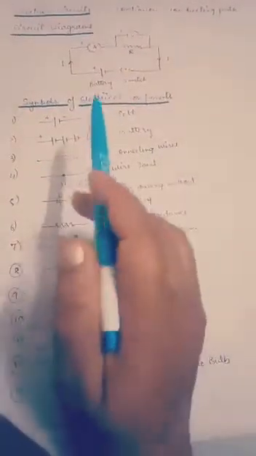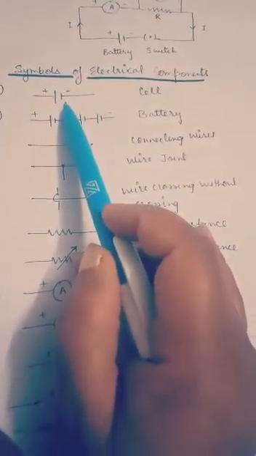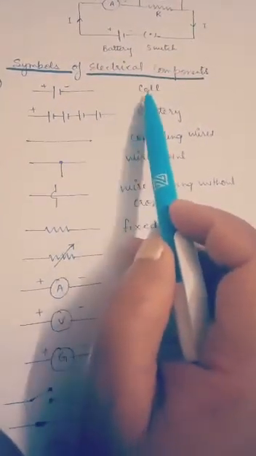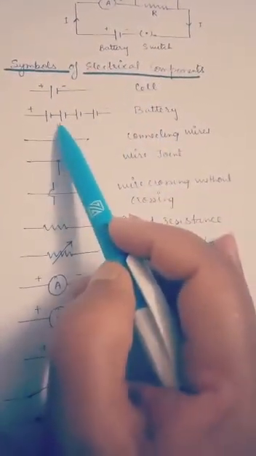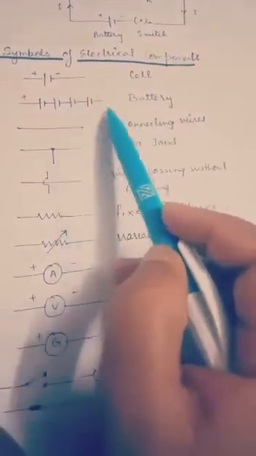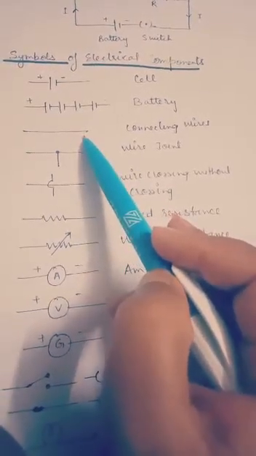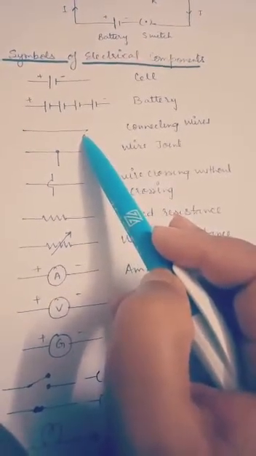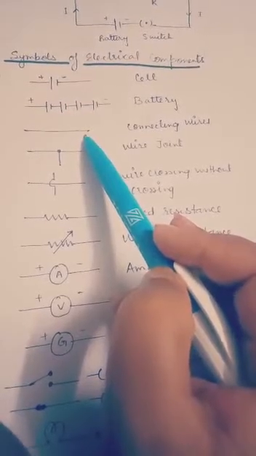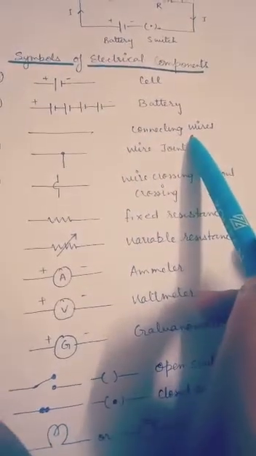Now, let us see the symbols first. Symbols of the electrical components. See, this is a cell, with a positive and negative terminal. If you connect more than one cell, we obtain a battery. Then connecting wires, which are used to connect different electrical appliances like a bulb, a switch, a battery. When they are joined to each other, they are joined with the help of connecting wires.